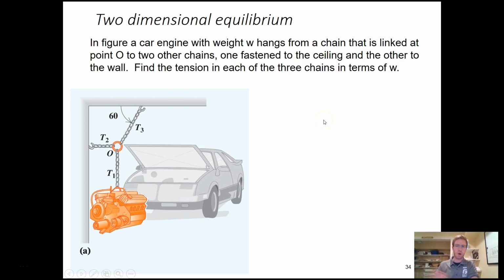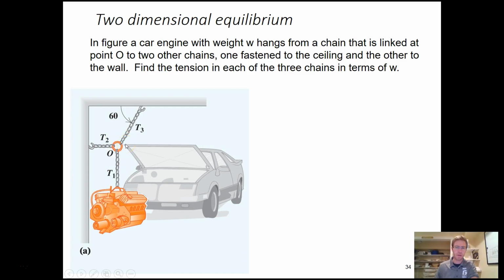I'm going to have you do this one all in variable form, no numbers, to practice the process. So you're helping an auto mechanic design the setup that he's going to use to support engines that he's working on when he extracts them from vehicles. So we have a situation where you have an engine here of weight W, and it's going to be hanging from 3 different chains as shown to keep it just a short distance away from the wall using this O-ring here that you see, this metal ring.